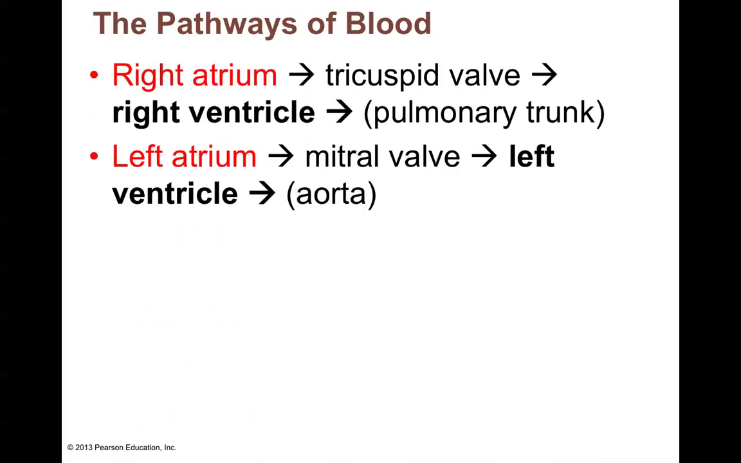Okay, the pathways of blood. Blood goes from the right atrium past the tricuspid valve into the right ventricle, and then it will go into the pulmonary trunk. So this is within the heart. From the left atrium, blood passes the mitral valve or bicuspid valve into the left ventricle and then out the aorta.